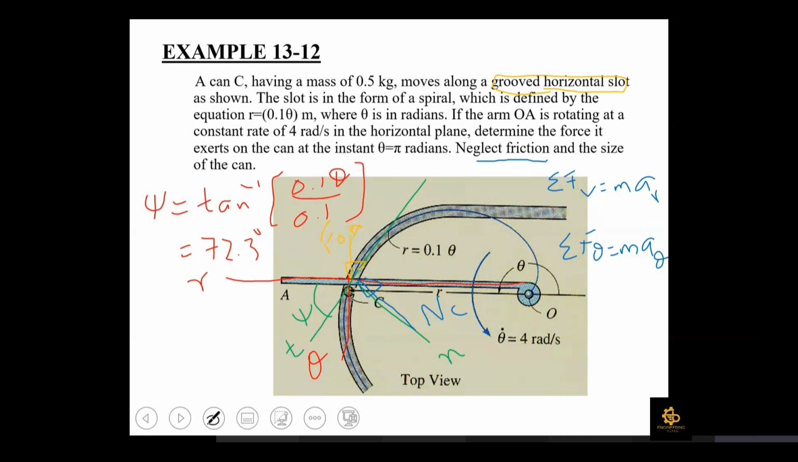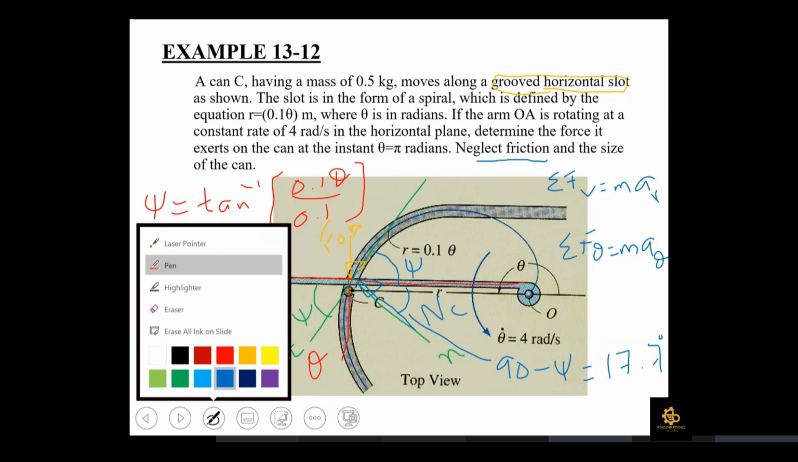If we look at the figure carefully, if this angle is psi, it means this angle should also be equal to psi. So it means that this particular angle which this NC is making with respect to the R axis should be equal to 90 minus psi, because the overall angle between the T and N axis is 90 degrees. So the angle which this NC is making with respect to the R axis should be 90 minus psi. So if psi is 72.3, 90 minus psi is going to be 17.7 degrees, isn't it?